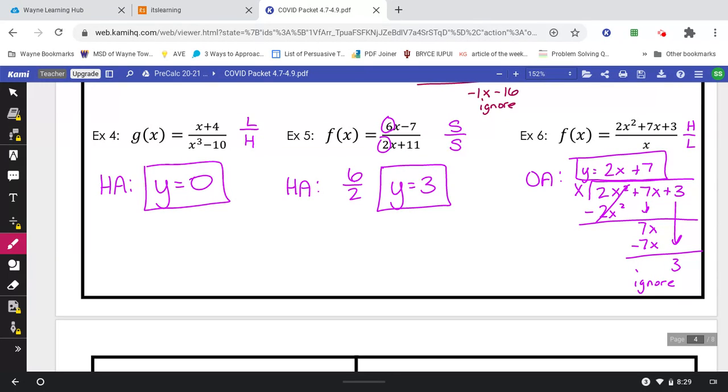On example number 6, this was high over low. It was a degree 2, x squared, over degree 1, x. So I did the long division. This one actually was a little bit easier to do because I just had an x out front. And then I ignored the remainder at the end to get y equals 2x plus 7.